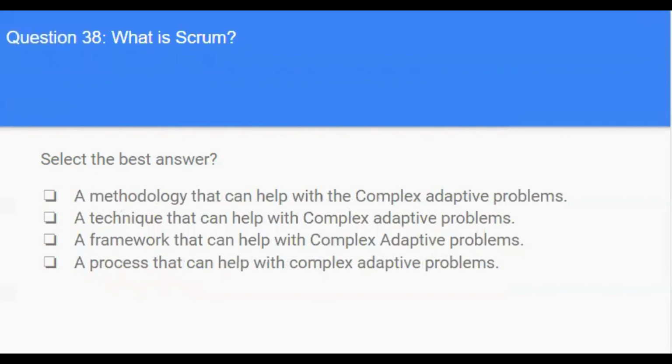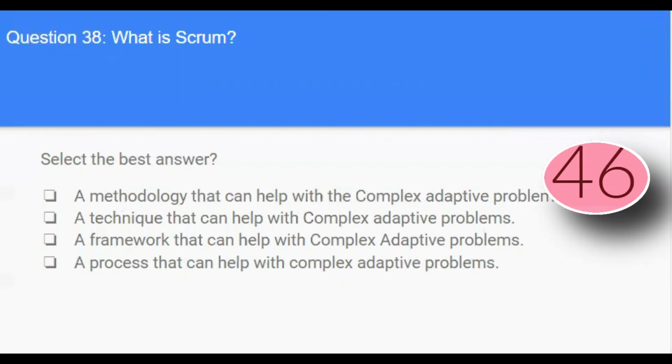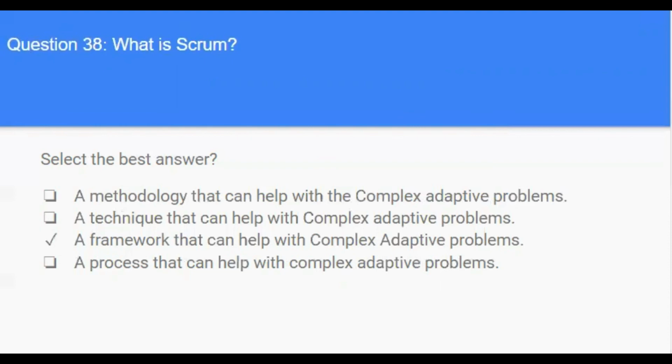Next question. What is Scrum? Options. A methodology that can help with complex adaptive problems. A technique that can help with complex adaptive problems. A framework that can help with complex adaptive problems. Or a process that can help with complex adaptive problems. The answer is a framework that can help with complex adaptive problems. Scrum is a framework.